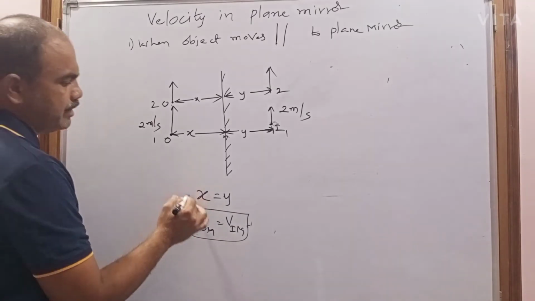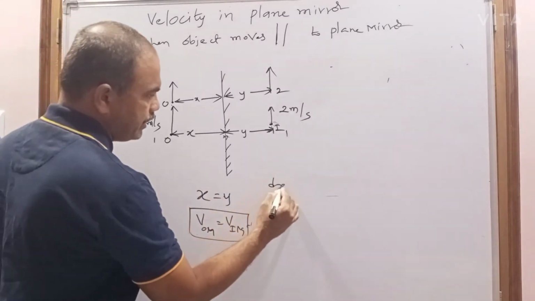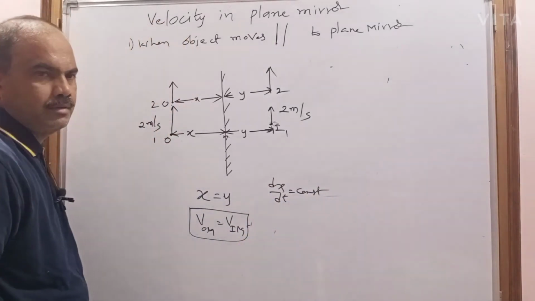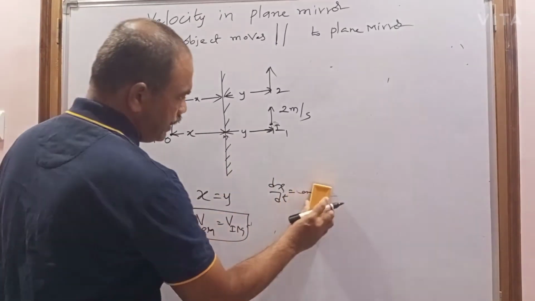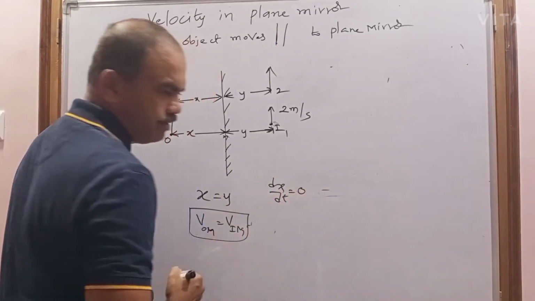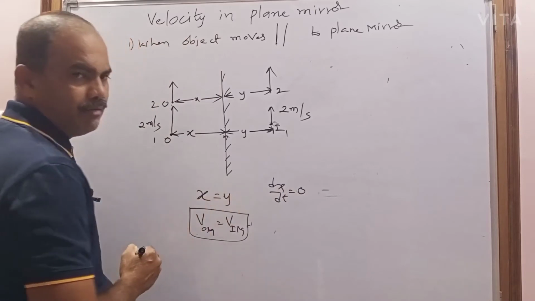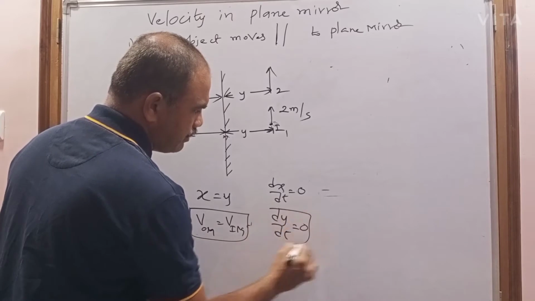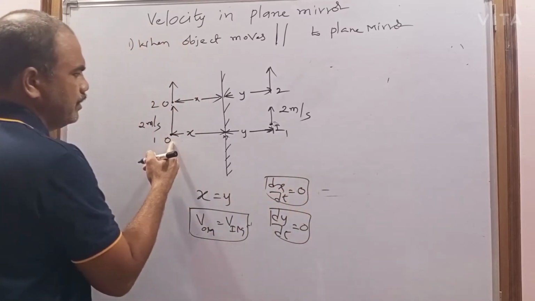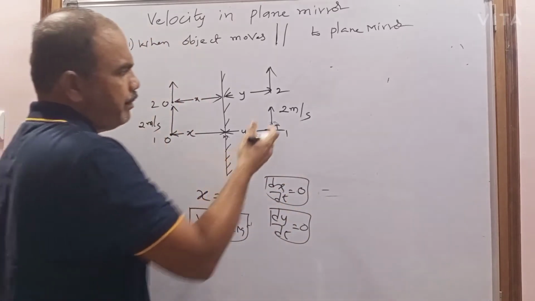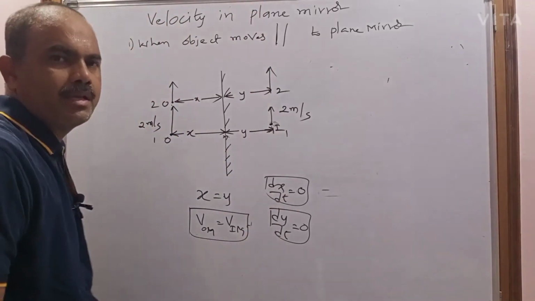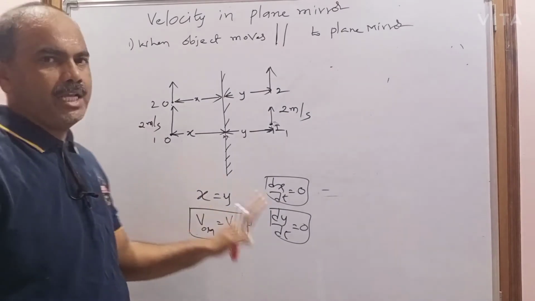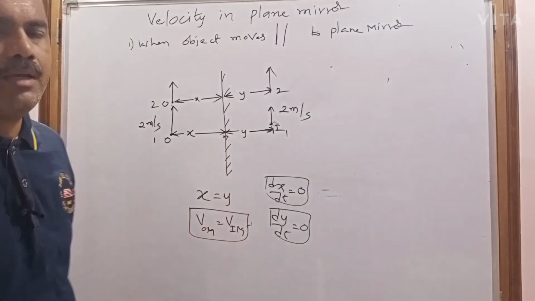Because x does not change, dx by dt equals 0, not constant, 0. Because x is constant here, and y is constant, so in the same way dy by dt is also 0. That's why the object is moving and the image also moves with the same velocity. So this is about the velocity of the object as well as the image and the mirror.